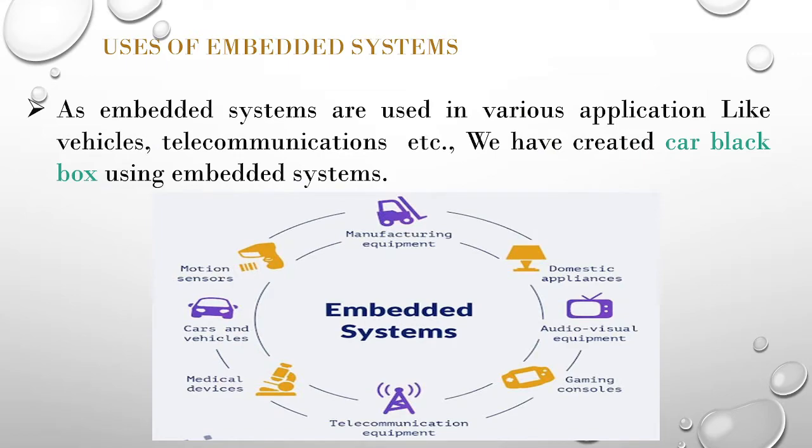So we have many uses of these embedded systems. As we can see in this slide, we have uses like manufacturing equipment and motion sensors, cars and vehicles, medical devices, telecommunication equipment, gaming consoles, audio-visual equipment, domestic appliances. Like this, embedded systems are used in applications worldwide. From that, we have chosen an application of embedded systems in cars, that is nothing but the car black box.